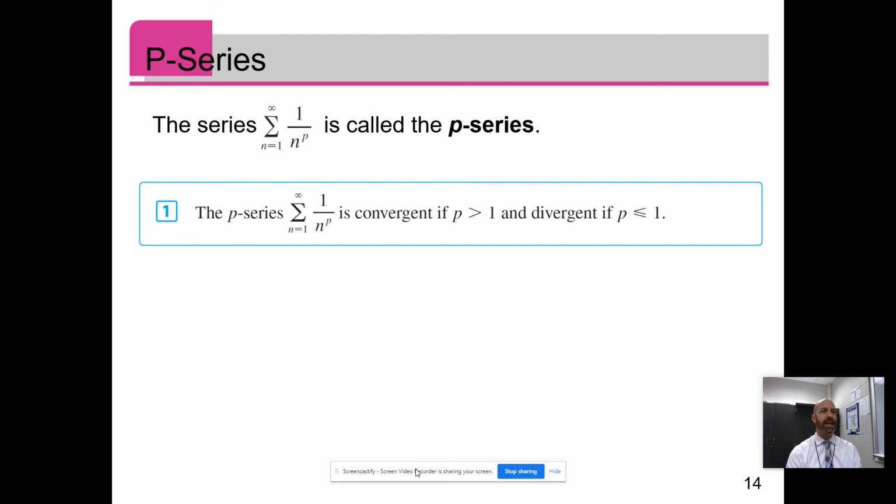A P series is any infinite series, from 1 to infinity, where it's 1 over n to the P. This P series is convergent if P is greater than 1 and divergent if P is less than or equal to 1. Now, please note the following. The n here is the index that's changing throughout the problem, and I'll show you an example of that in a minute. P is a constant, n is variable.